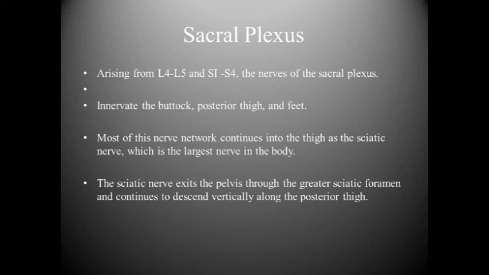The sacral plexus arises from L4, L5, and S1 through S4. The nerves of the sacral plexus innervate the buttock, posterior thigh, and feet. Most of this nerve network continues into the thigh as the sciatic nerve, which is the largest nerve in the body. The sciatic nerve exits the pelvis through the greater sciatic foramen and continues to descend vertically along the posterior thigh.